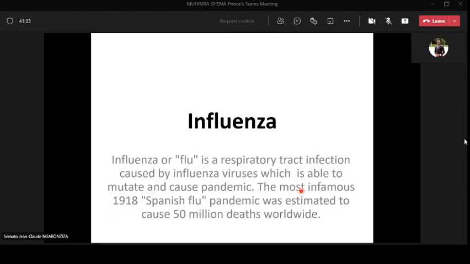So this is why we go through this chapter: influenza virus, or flu. It is a respiratory tract infection caused by influenza virus, which is able to mutate. This mutation is most important in causing pandemics. We will see how this happens. The most infamous is the 1918 Spanish flu, which caused about 50 million deaths. This is a very, very huge number caused by one pathogen at a particular time.